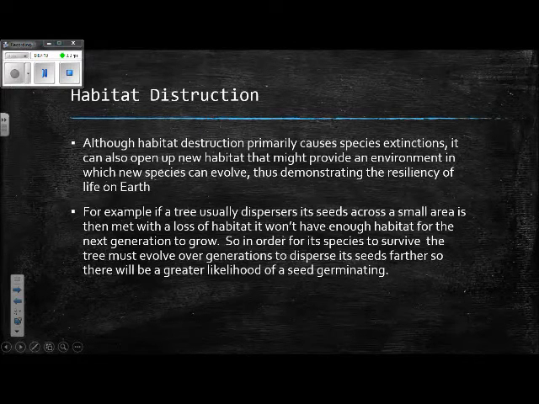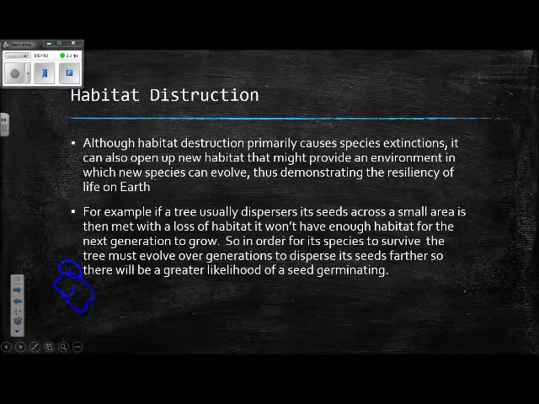It can also open up new habitats that might provide an environment in which new species can evolve, thus demonstrating the resiliency of the earth. For example, if a tree usually disperses its seed across a small area, and is then met with a loss of habitat, it won't have enough habitat for the next generation. In order for the species to survive, the tree must evolve over generations to disperse its seeds farther, so there's a greater likelihood of the seed germinating.